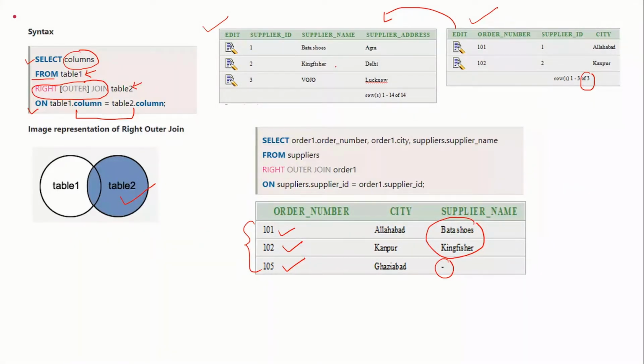Understood now what is right outer join and what is left outer join? Any doubt within this, students?